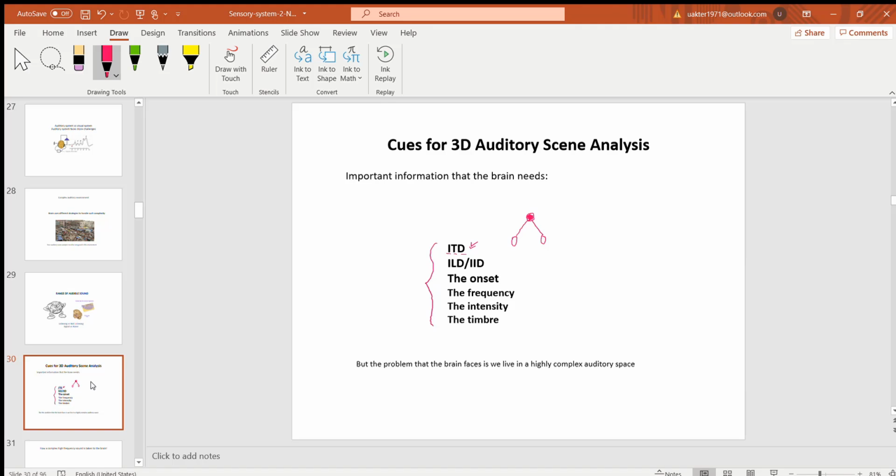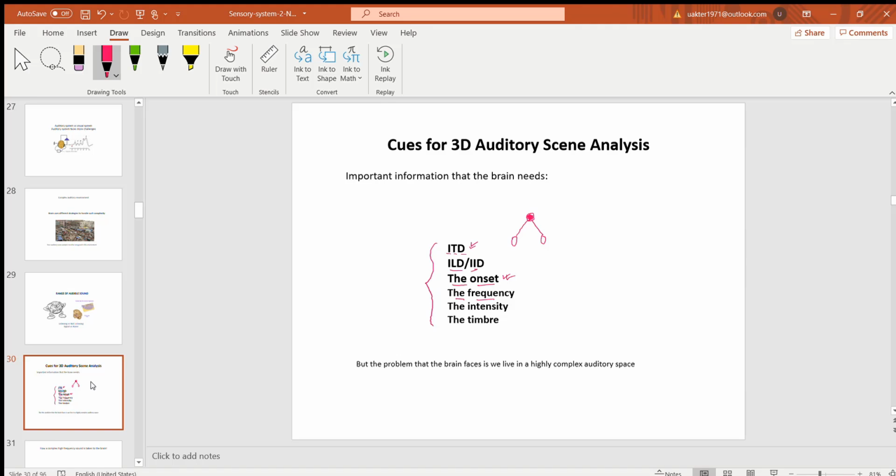Okay, interaural level or intensity, same thing, difference, ILD or IID. Okay, interaural level difference or interaural intensity difference. That means the pressure difference. That is another important cue to localize the sound. Okay, the onset, the arrival time of the sound, is very helpful to understand what is going on around you, what are the things going on in the scene, the auditory scene.